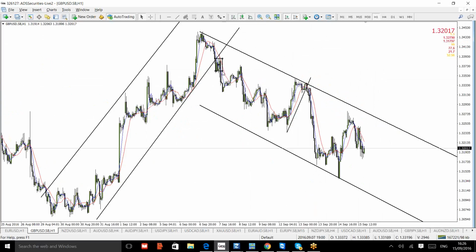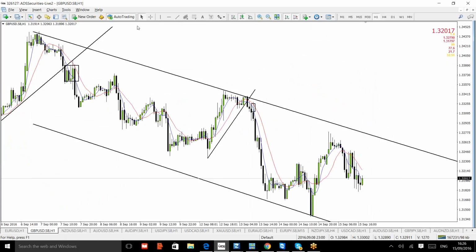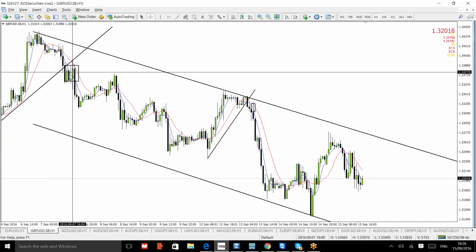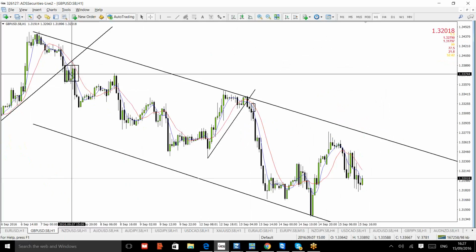This is your entry. How many candles outside? 1, 2, 3 candles closed here. Can you see, 1, 2, 3, 4 candles were closed. You have 4 candles closing outside on an hour time frame. That's enough. I just said 2.